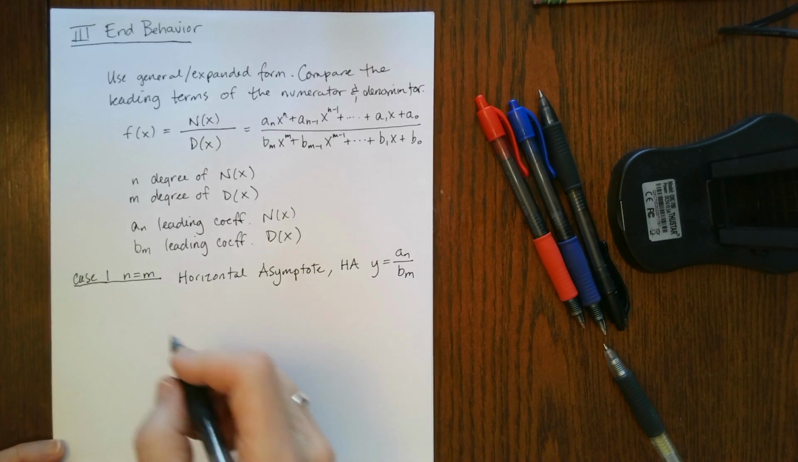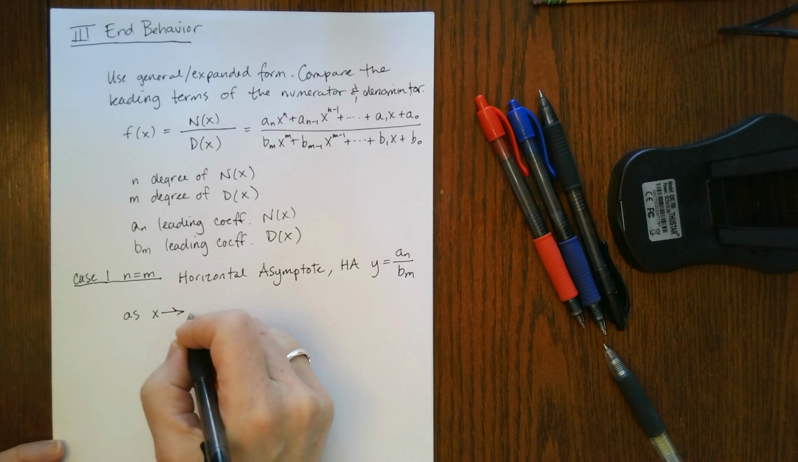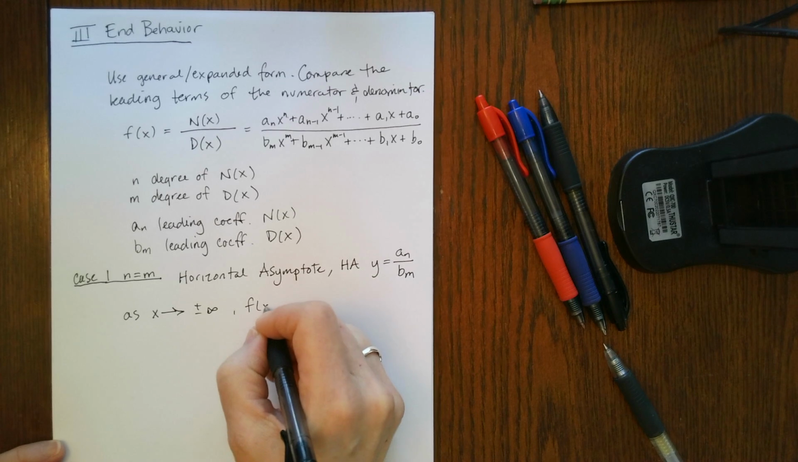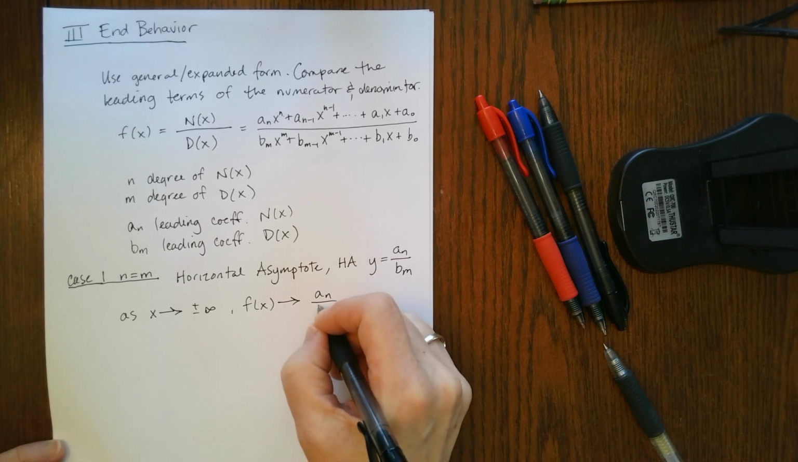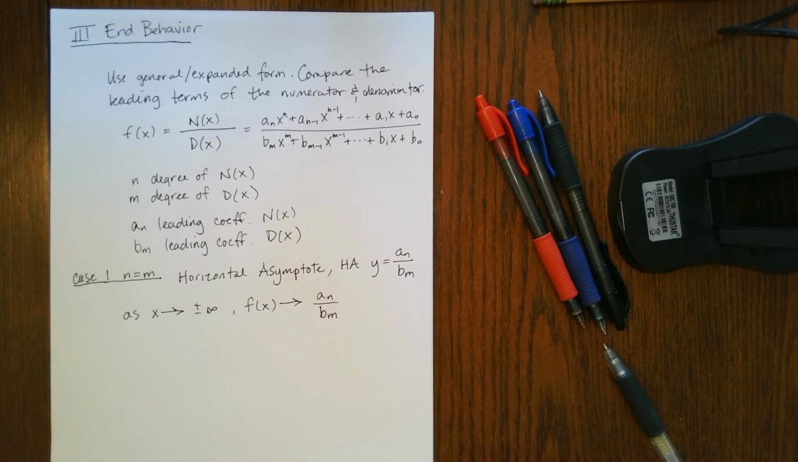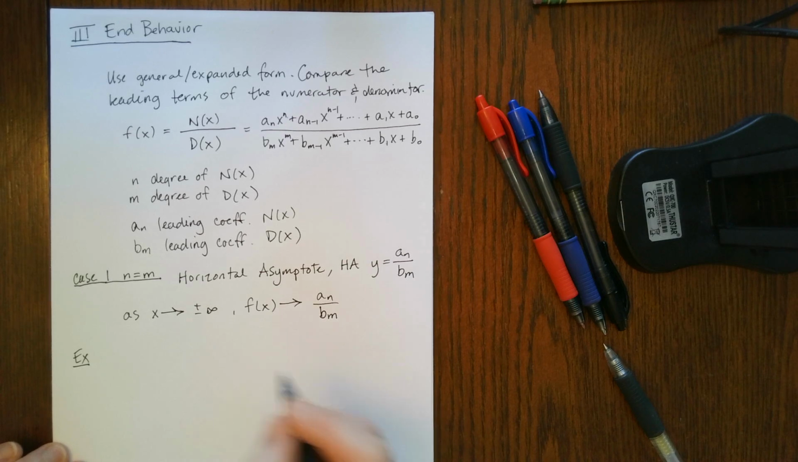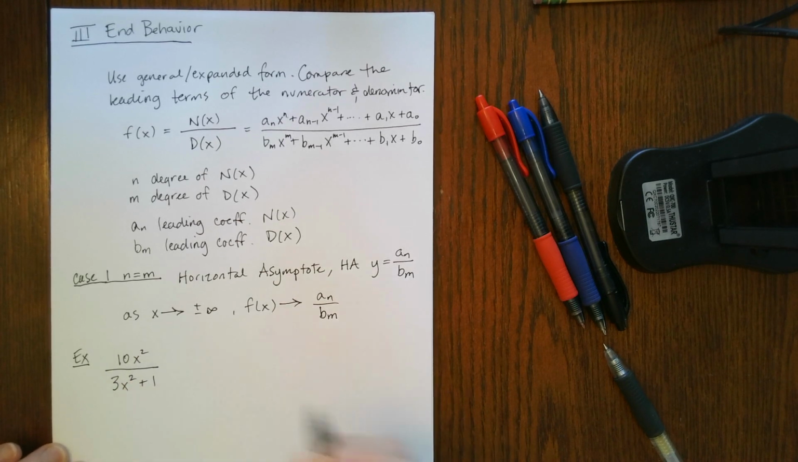And the behavior here is going to be written in arrow notation as x goes to either positive or negative infinity, f of x approaches a_n divided by b_m. Let's look at an example. Suppose you have the function 10x squared divided by 3x squared, say plus 1.